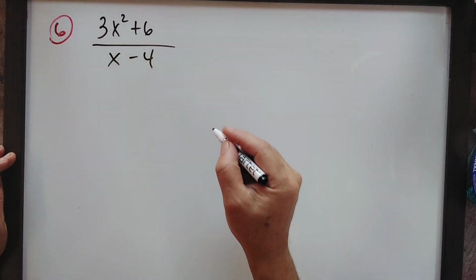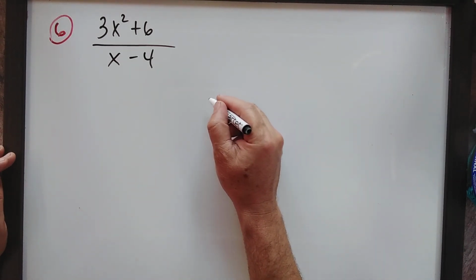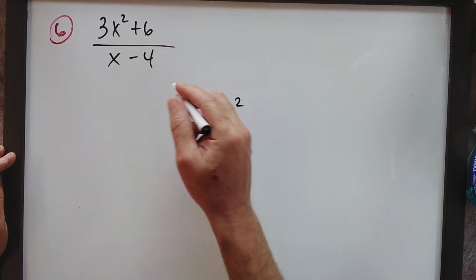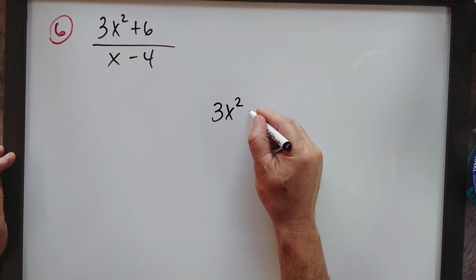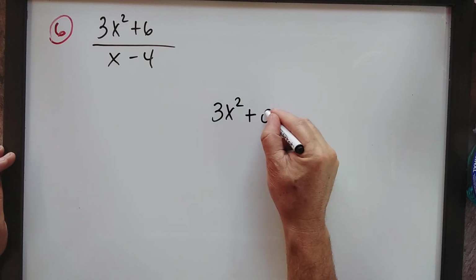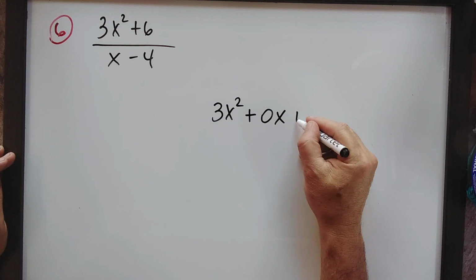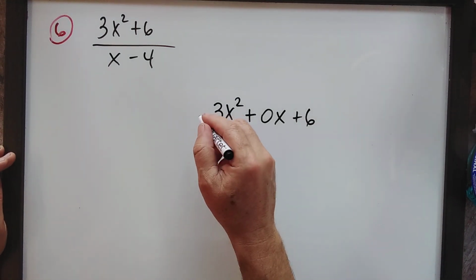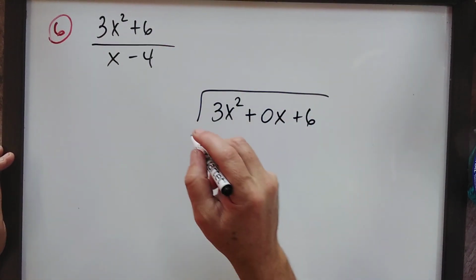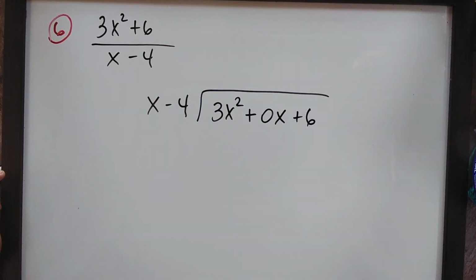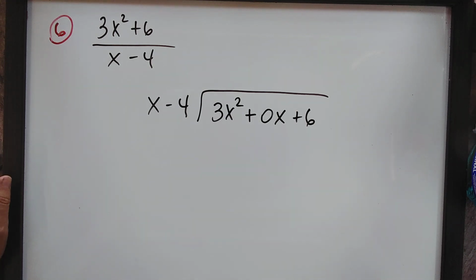So in this case, I got 3x squared. So I'm gonna put 3x squared, and set it up for long division. And then, like I said, I'm missing the x term. So when you do that, all you have to do is put plus 0x. If you're missing the x to the second, you put 0x to the second. In this case, I'm missing the x term, and then plus 6. Divided by x minus 4. Right? That's it. That is the way that you must set this up.